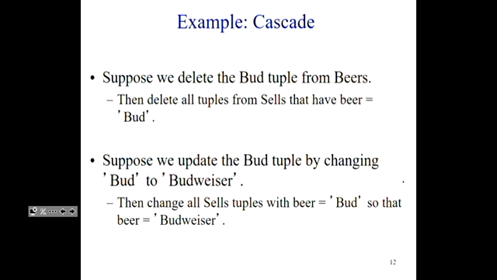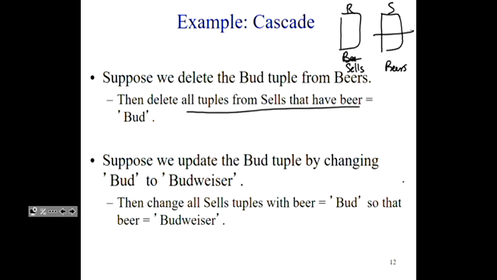So we've seen this example, but let me go through that once again. If you have R and S, where R is beers and S is sells, and you delete the bud tuple from beers, then you go ahead and delete all the tuples from S that have beer equal to bud. If you update the value of the bud tuple from bud to Budweiser, then you change all of the sells tuples with beer equal to bud such that beer is now equal to Budweiser for those tuples. Okay? So that's what happens with cascade.